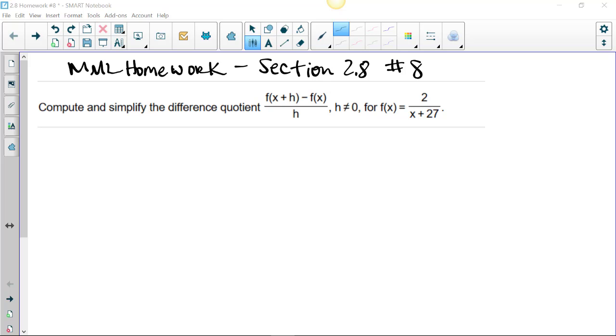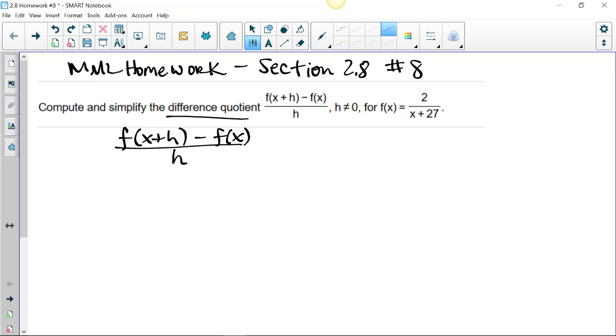Hello, everyone. I had a question about this problem from section 2.8, my math lab homework. It's number 8. And I thought that everybody could benefit from this explanation, so I decided to just make a quick video. So we're finding the difference quotient. If you recall, the difference quotient is f of x plus h minus f of x all over h. Okay, so we need to set that up and then simplify it.